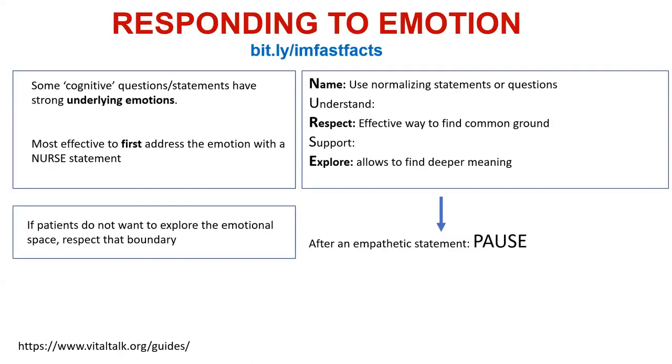So in summary, like in the case, some cognitive questions and statements have strong underlying emotions, and it's more effective to first address the emotion with a NURSE statement. We highlighted three of those: the naming, the respecting, and the exploratory statement. With a naming statement, using normalizing statements or questions is most effective. Respect statements are a great way to find common ground when there's tension and hard conversations, and exploring allows us to find more meaning. And after we make the statement, we pause, allow patients to reflect, and allow them to dictate where the conversation goes from there.